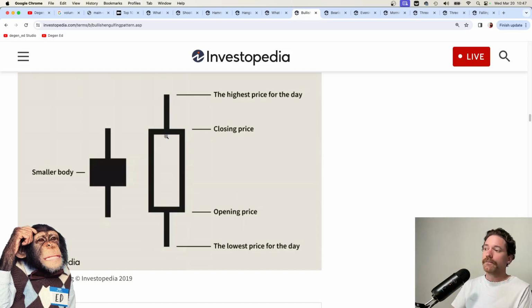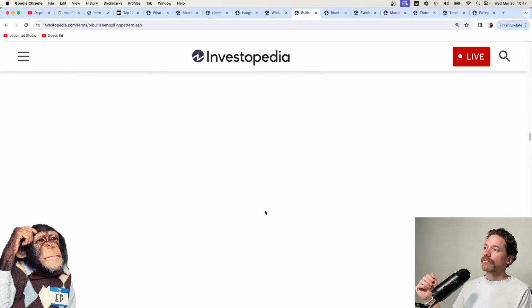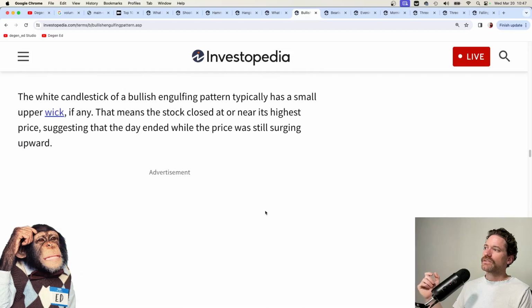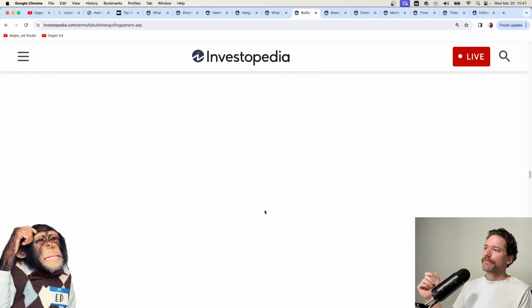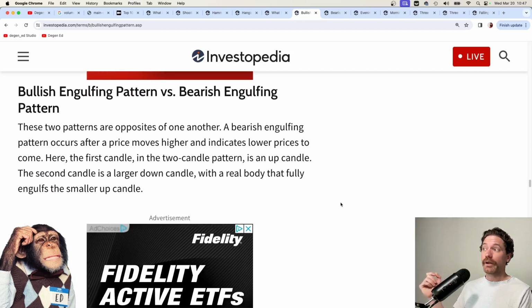That is good, but it does not fully engulf, and it does not require engulfing the previous day's high and low, but that does make it look stronger, so something to be paying attention to. And let's see, are there any other examples down here? Let's see. Bullish engulfing pattern versus bearish engulfing pattern.